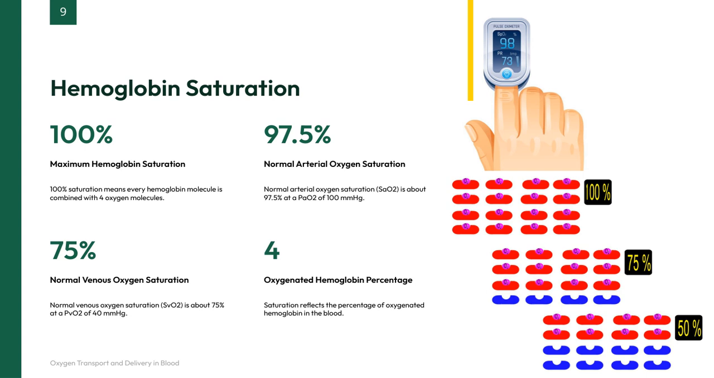That's the maximum capacity of hemoglobin to carry oxygen, and it's critical for ensuring tissues receive enough oxygen for their needs. Understanding these saturation levels helps us grasp how blood efficiently picks up oxygen in the lungs and delivers it throughout the body. It's a vital part of how oxygen transport maintains overall tissue health and function.